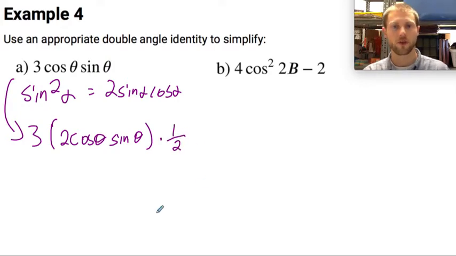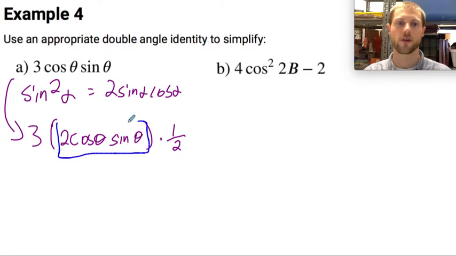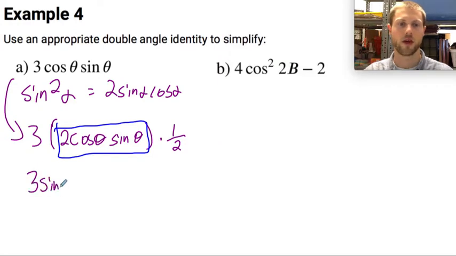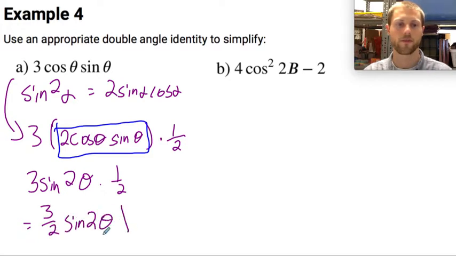So effectively what I've done here is I've just manipulated how this looks without changing the value. Right? So I multiplied by 2, but I also multiplied this by 1/2. So that's okay. Why is that good? Well, because this inner part is sine of 2 alpha. So that means that I'm going to be left with 3 times the sine of 2 alpha, or theta, excuse me, times 1/2. And then I can combine 1/2 and the 3 together. So we'll say this all simplifies to 3/2 times the sine of 2 theta.